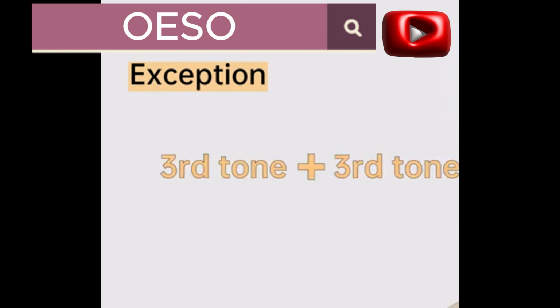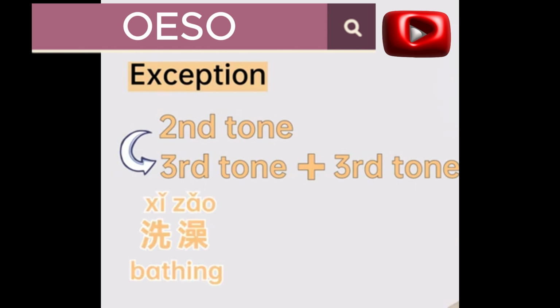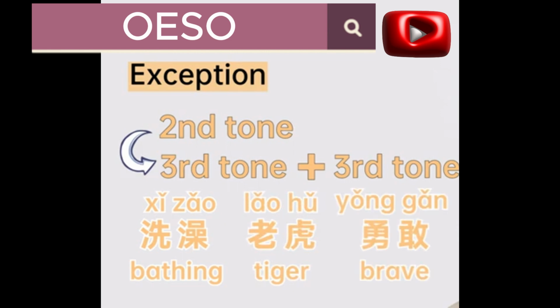But there is an exception when the third tone isn't pronounced as a low tone. When 2 third tones are combined together, the first one will change into the second tone, which is a rising tone. For example, xǐzǎo, lǎohǔ, yǒnggǎn.